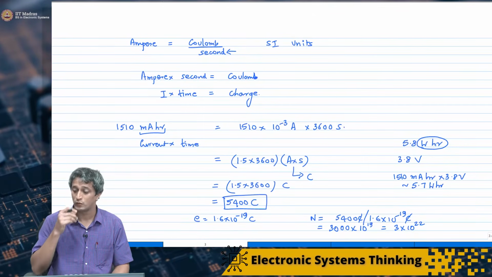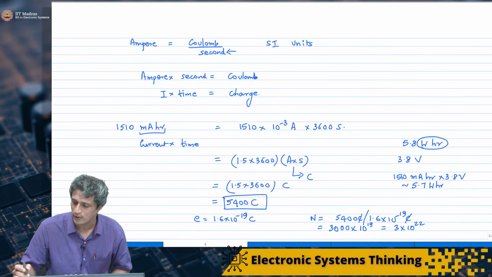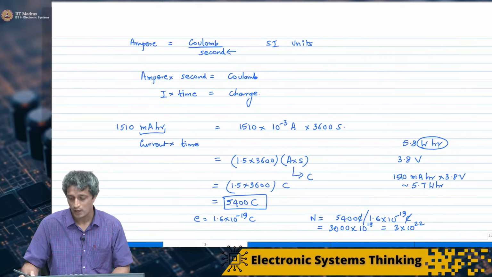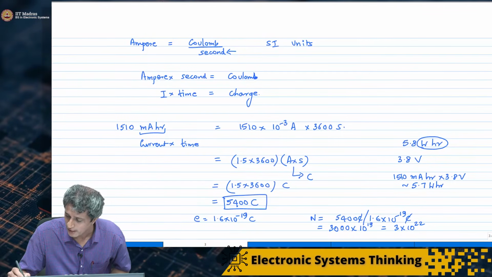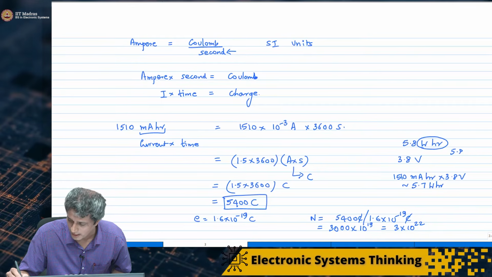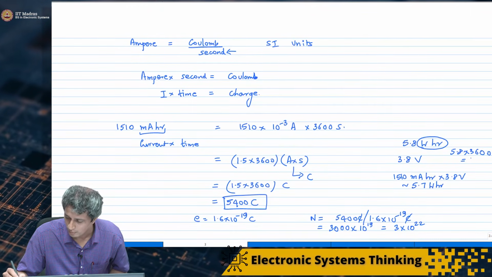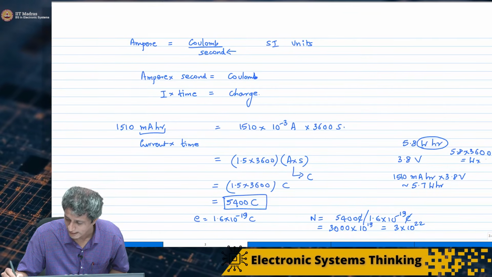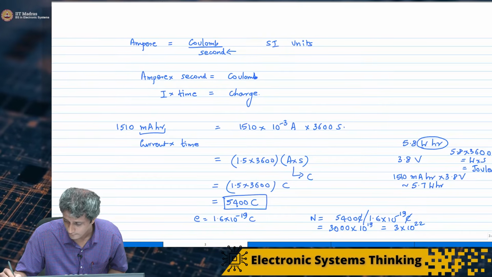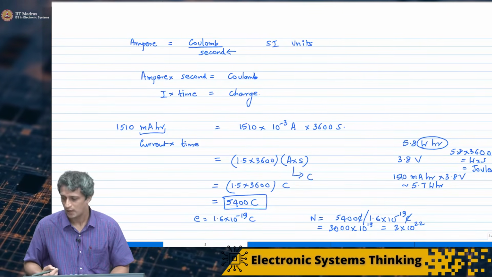If you wanted to convert it to SI units, then of course you have to take this hour and multiply by 3600. Then this 5.8 will become 5.8 into 3600, right? This will become watt into seconds, which is nothing but joules, which is the unit of energy, right?